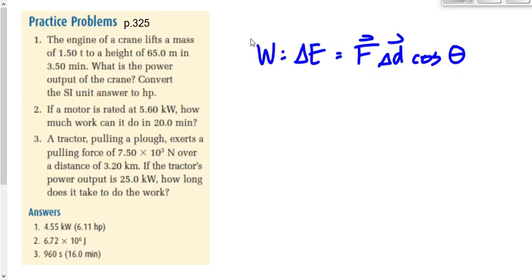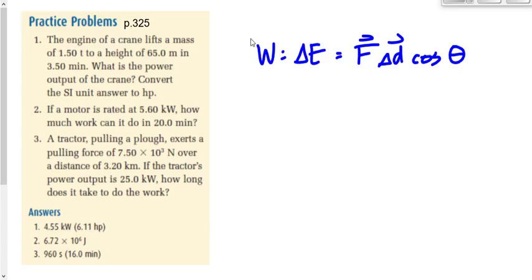So, if the object is moving in the same direction as it's being pushed, or parallel to the way it's being pushed, we'd say our angle would be 0 degrees, cos 0 is 1, and our equation becomes F times D. If it's being pushed 90 degrees to the way it's moving, so it's moving this way and it's being pushed this way, then we would say the angle is 90, cos 90 is 0, and we would say then work is equal to 0, because none of the force that I'm applying is contributing to the motion, or contributing to increasing or decreasing the energy.